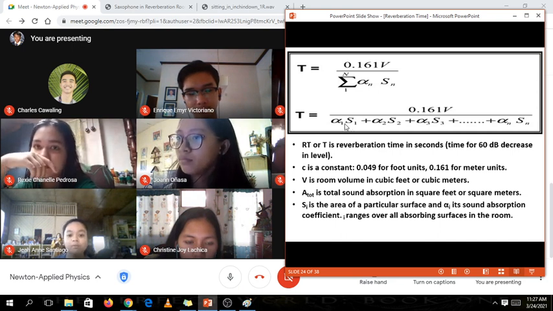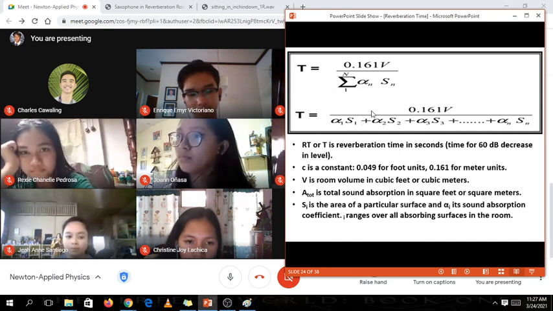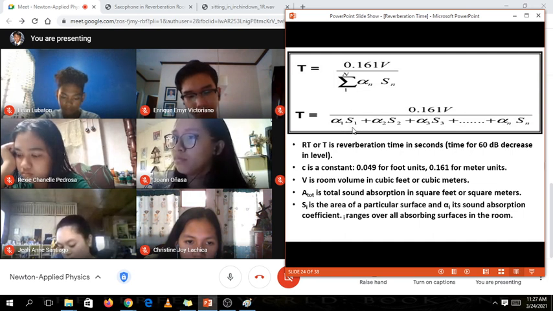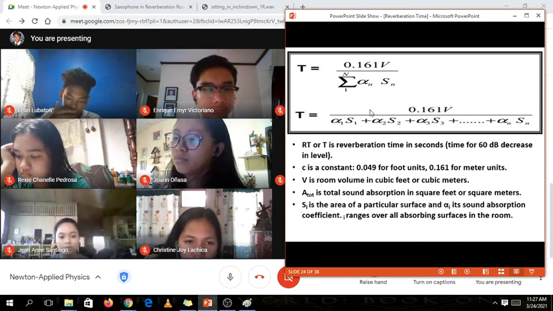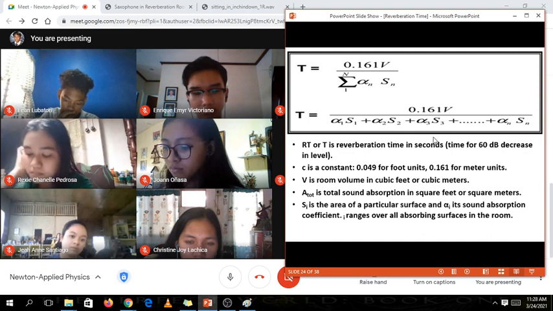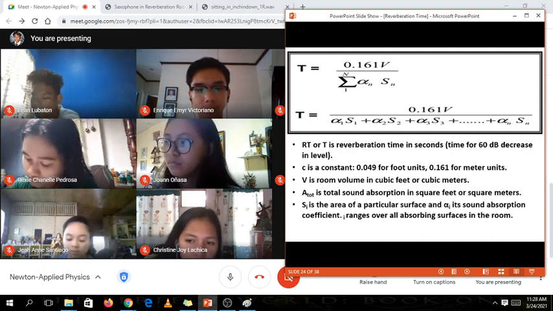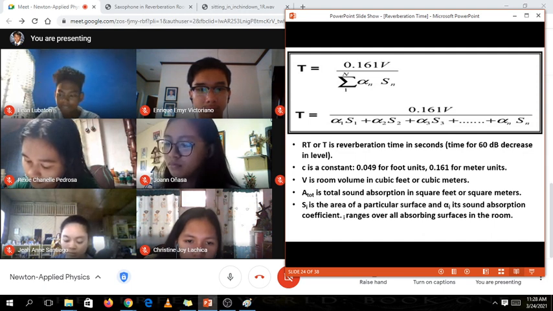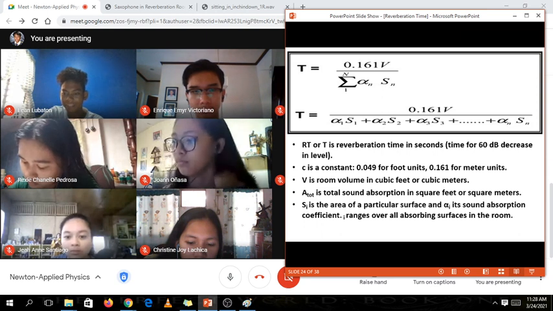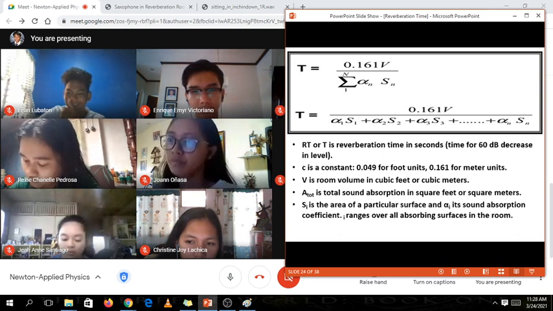For example, if you have a room with only one material, you have only one sound absorption coefficient. So for example, alpha 1 and S1 is one wall of your room, alpha 2 and S2 is another wall, and if there is a carpet, alpha 3 and S3. For every material in the room, you take its sound absorption coefficient and its area. Even a person has a sound absorption coefficient. That is why you need to get the total of all the surfaces in your room.